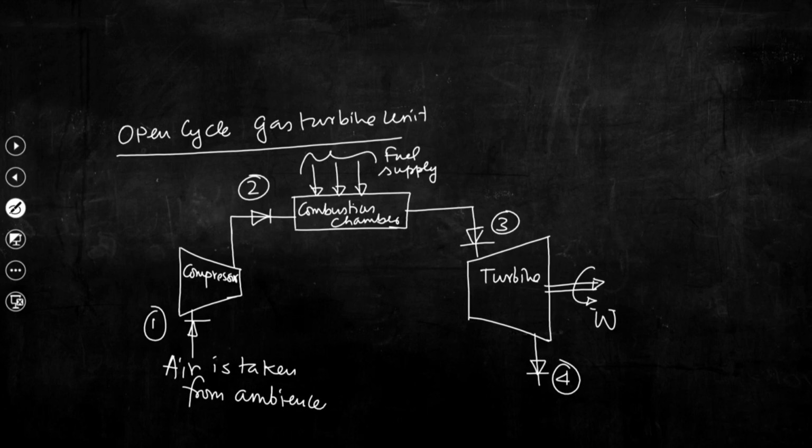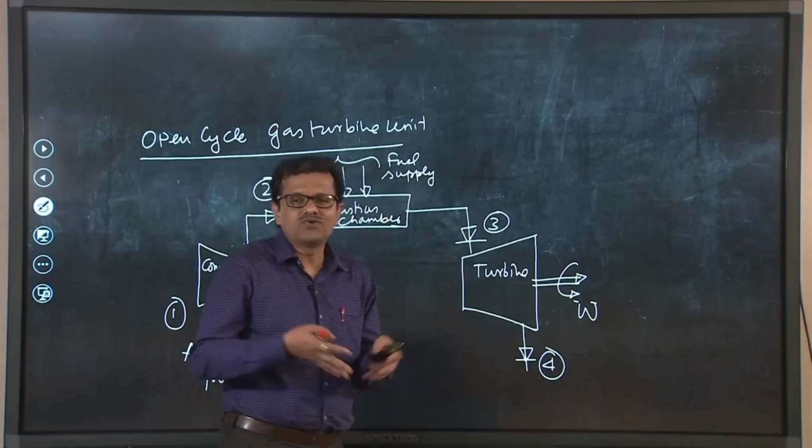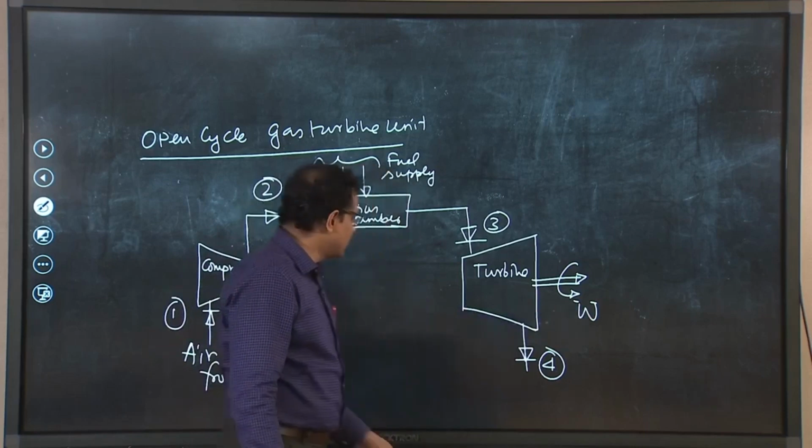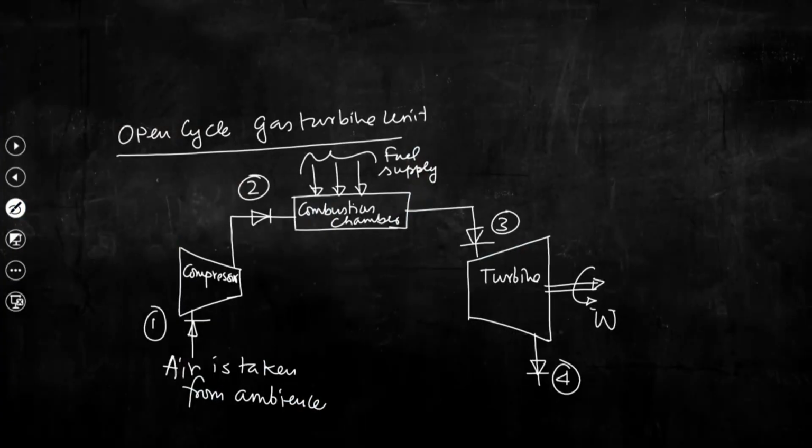That air will now be taken into this combustion chamber wherein fuel will be sprayed. It is because of this combustion reaction that temperature and pressure of the working fluid will be increased further, and that working fluid is further taken into this turbine wherein it is allowed to expand and we obtain work output. Now, the question is, to run this compressor we need to feed some amount of energy in the form of work.